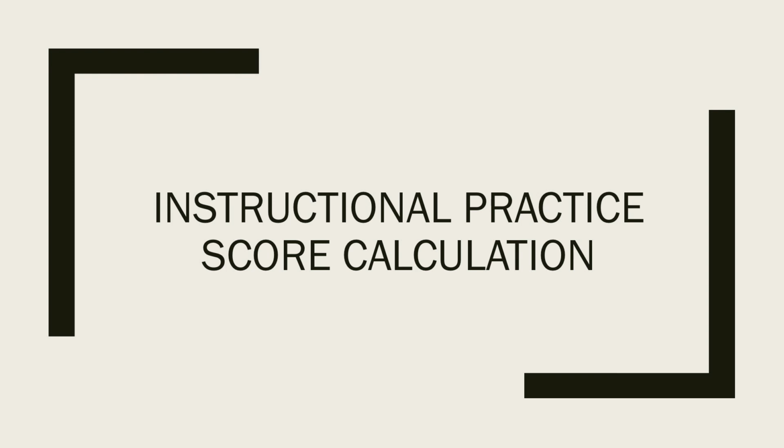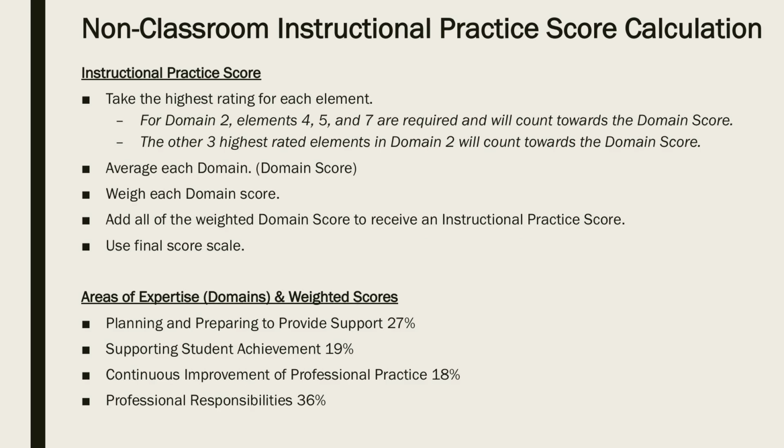All formal, targeted, and walkthrough observations that are marked as counting toward evaluation are part of the instructional practice score calculation. All observation data that is entered into iObservation can be accessed throughout the school year. To calculate the instructional practice score, take the highest rating for each element. For Domain 2, Supporting Student Achievement, the elements 4, 5, and 7 are required. The other 3 highest rated elements will count towards the domain score. In each domain, add the ratings and divide by the number of rated elements.